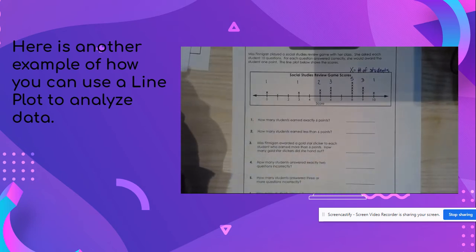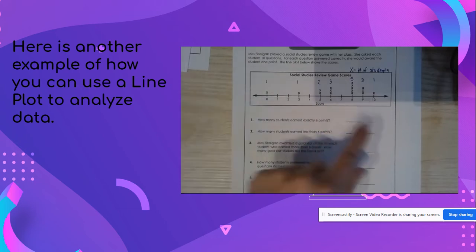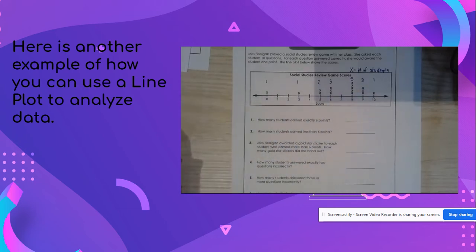One observation that we can make when looking at this line plot is that more students received a score of 8. Then the fewest students received all 10 points, or all 10 questions correct, 3 students, and then 1 didn't get anything correct. And then we have numbers filled in between. So let's see the questions and how we can read this line plot.